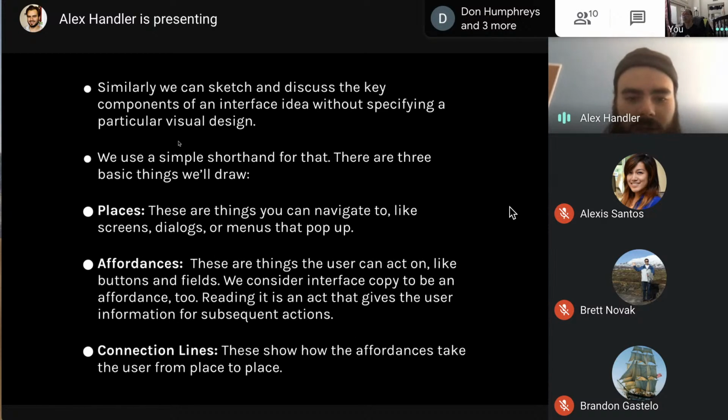And affordances, these are things that a user can act on, like buttons and fields. They also note that they consider interface copy to be an affordance too, because reading is an act that gives the user information for subsequent actions. And then we're going to draw connection lines. These show how affordances take the user from place to place.